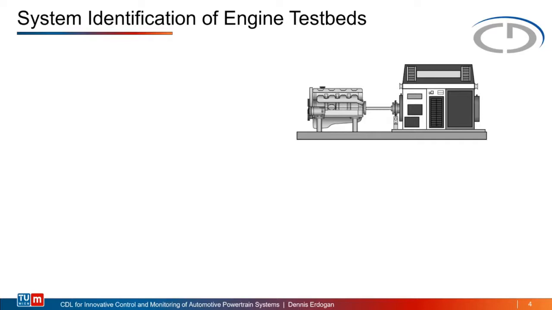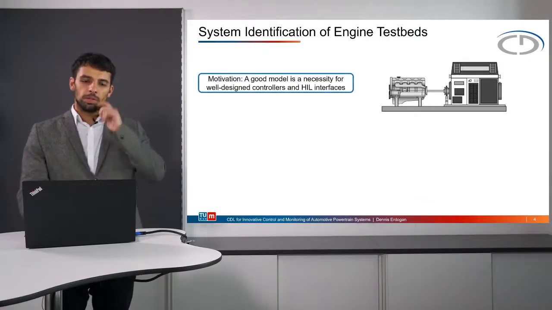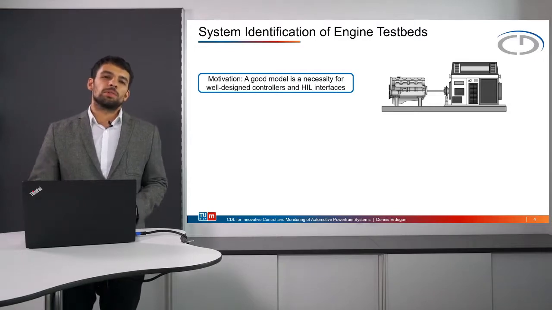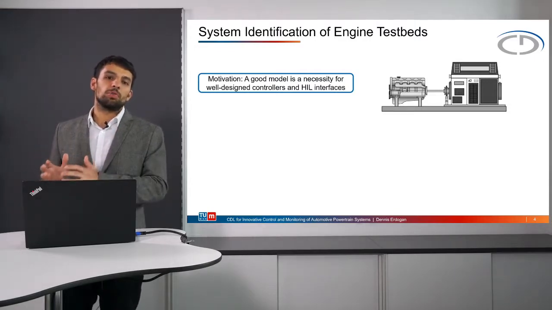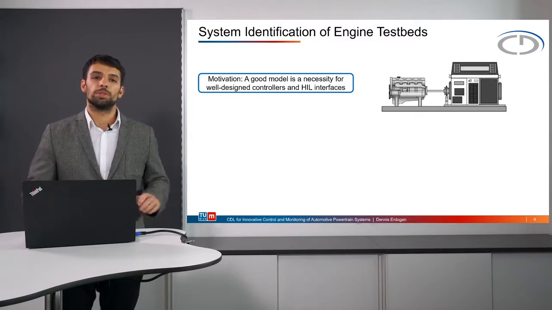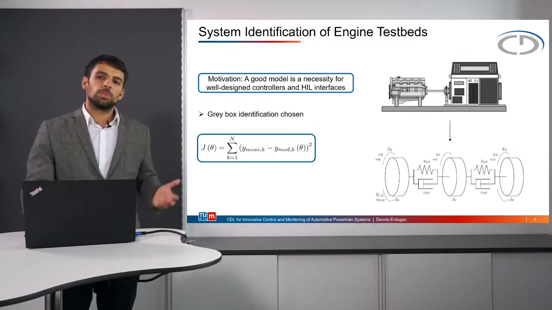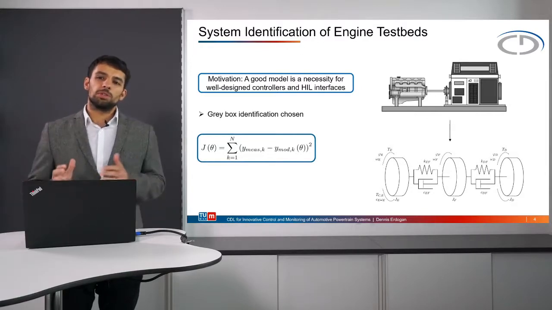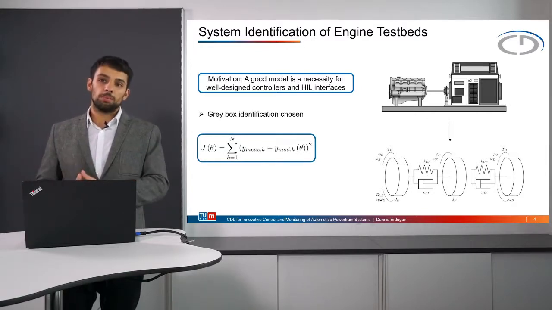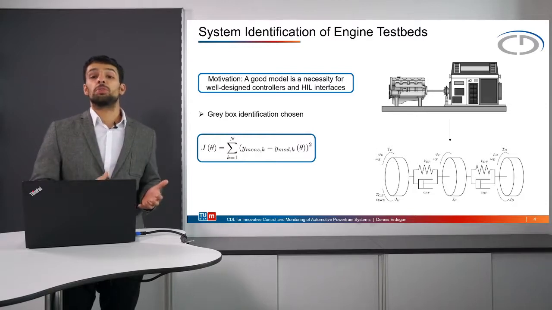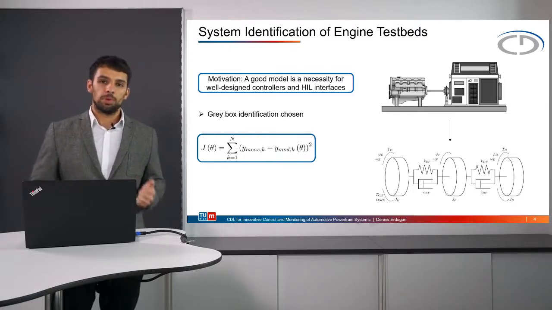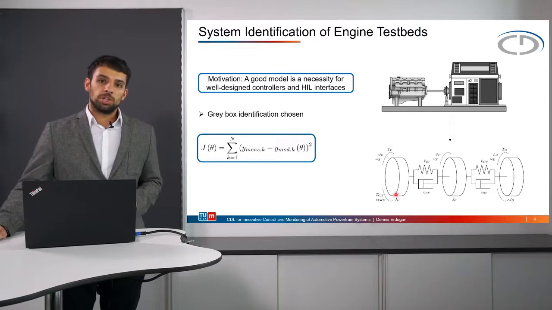Here on this slide, I want to show a system identification of engine testbeds. The motivation behind this is that a good model is necessary for well-designed controllers and hardware-in-the-loop interfaces. In this case, we chose gray box system identification with a free mass model because a lot of information is already available. For example, the inertias and some of the stiffnesses.